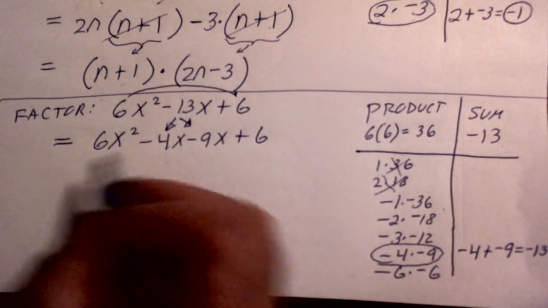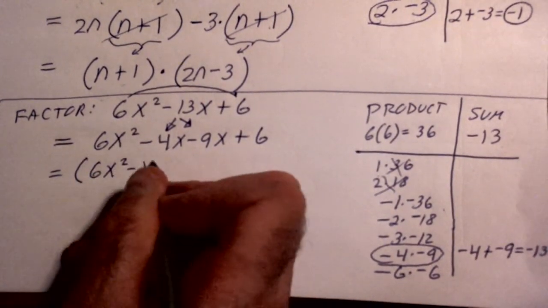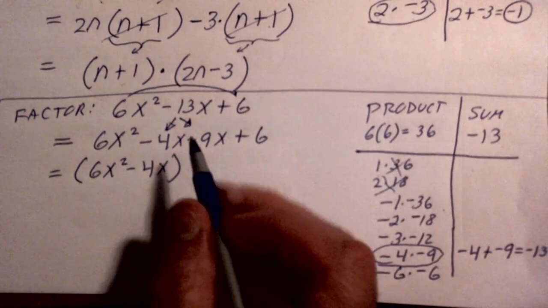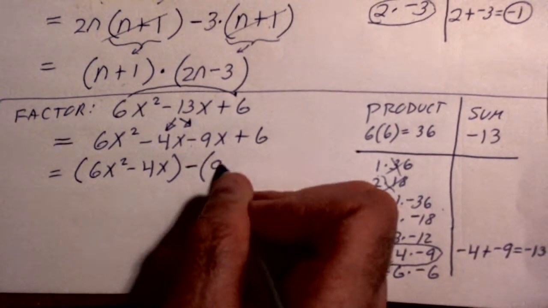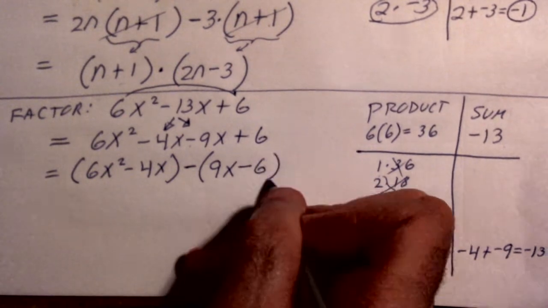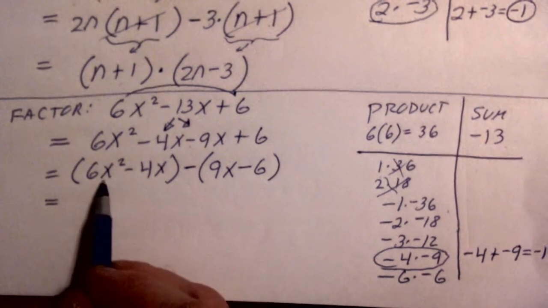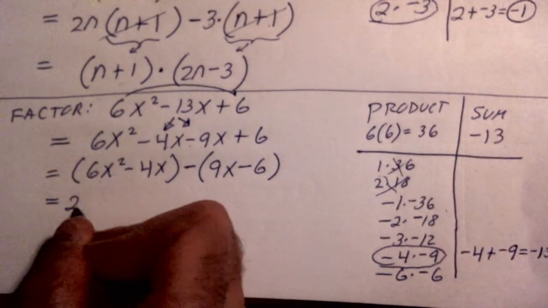Now we're going to factor this four-termer by grouping. Again, we have a negative sign that precedes our third term, so be careful how you group your last two terms together, leaving the minus sign outside the parentheses. I changed my plus 6 into a minus 6. Now what can I factor out of 6x squared and 4x? The greatest common factor of 6x squared and 4x is going to be 2x.